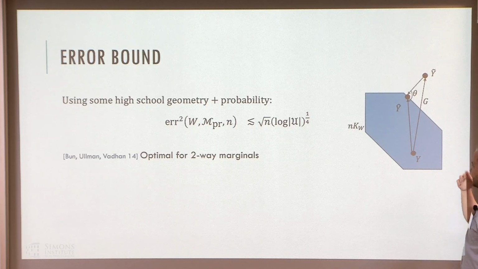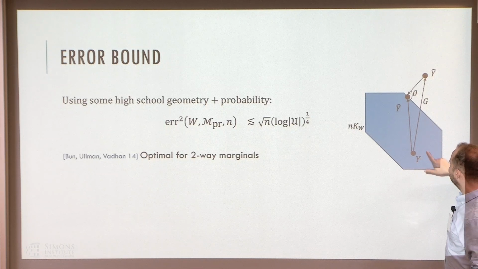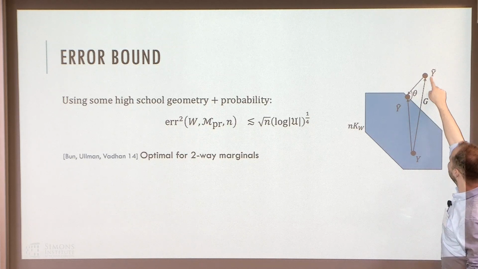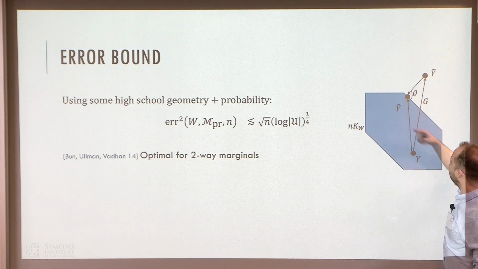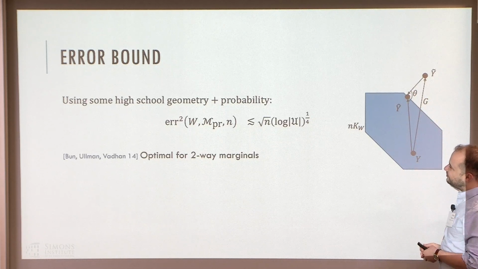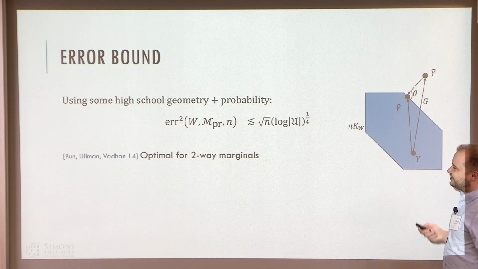Okay, and this is actually a relatively easy proof, kind of using this observation that if you look at this triangle, these are the true query answers, these are the noisy query answers, and this is the projection. It must be that this angle is right or obtuse. And you work with that a little bit, and eventually with some work you can derive that.